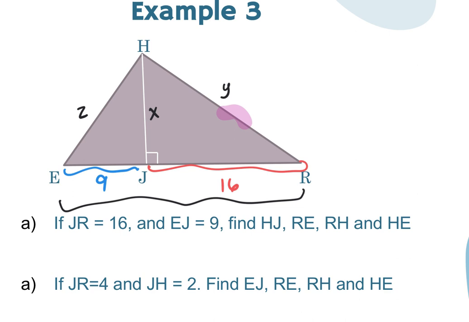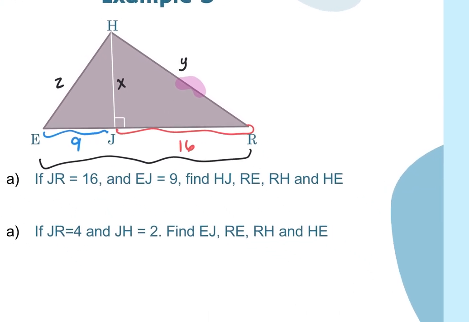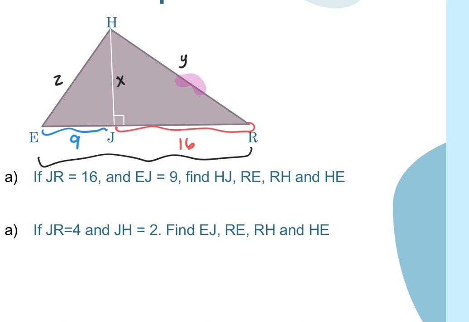So let's say I want to start with X. What information is given to you? What are those things called? Is that a hypotenuse, a segment, or a leg, or an altitude? EJ would be a what? EJ is one of the segments. JR is a segment, right? And then X is what I'm looking for, and X is what? The altitude. So which of those two theorems do you think you're going to use? First one, segment 1 over the altitude equals altitude over segment 2.